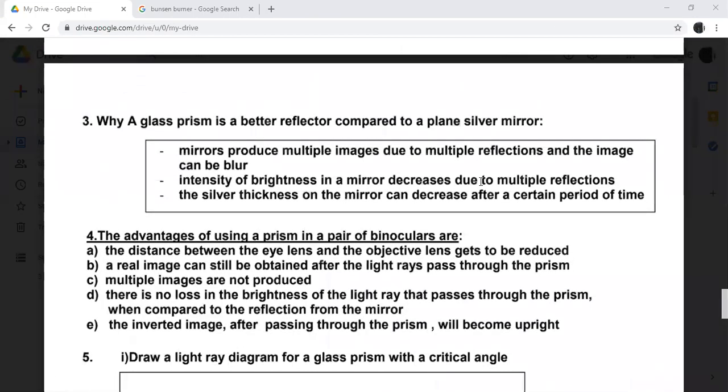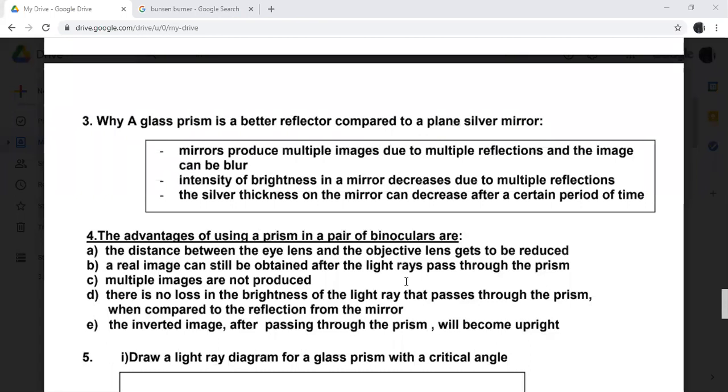Okay, a common question which is very popular everywhere: why is a glass prism a better reflector compared to a plain silver mirror? Nowadays they ask about a glass prism in a periscope. Initially, periscopes used plain mirrors, now glass prisms are used.